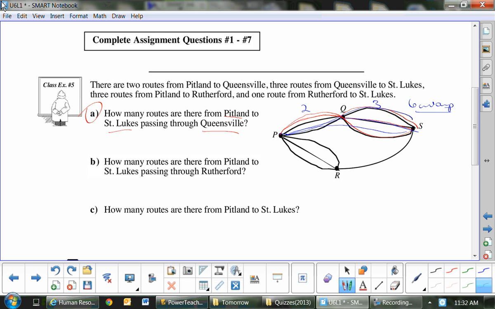Now, how many ways to go from P to S, but you must pass through R? There's 3 ways here times 1. 3 times 1 equals 3. So the question would be, how many different roads are there from P to S?